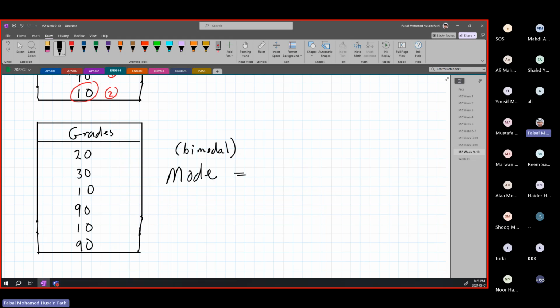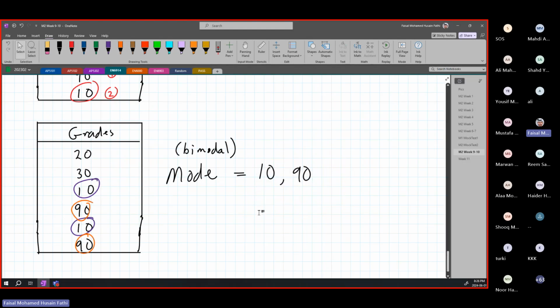What does this mean? We have two modes. We have the first one, which is our 10 value, which is repeated twice, and the second one, which is our 90 value. So our mode is going to be 10 and 90. These are both going to be our modes.